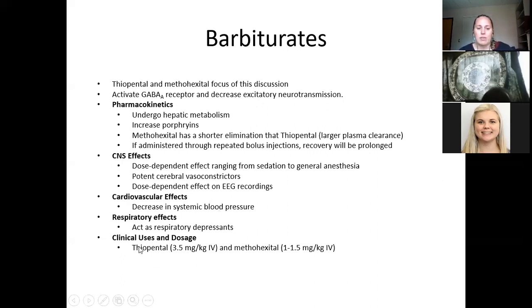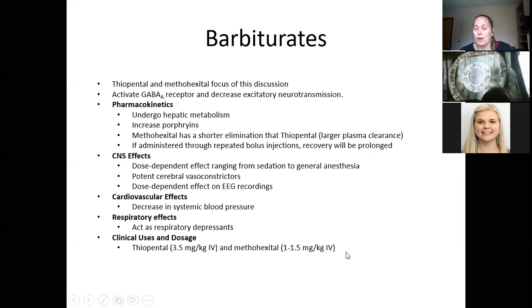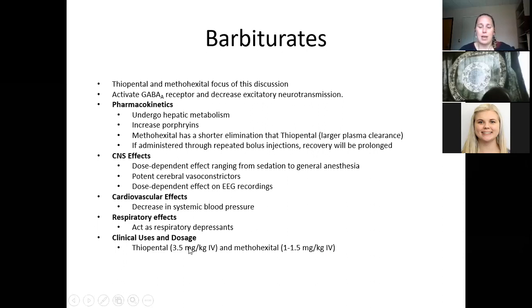In terms of clinical uses and dosage, thiopental is 3.5 milligrams per kilogram IV, and methotrexate is 1 to 1.5 milligrams per kilogram. And I'm not necessarily going to ask you specific dosages on the exam. One of the reasons I like to include these on the slide is just to give you a relative understanding of how different the drug dosages might be relative to each other. So I don't necessarily need you to memorize specific numbers for these dosages per se.